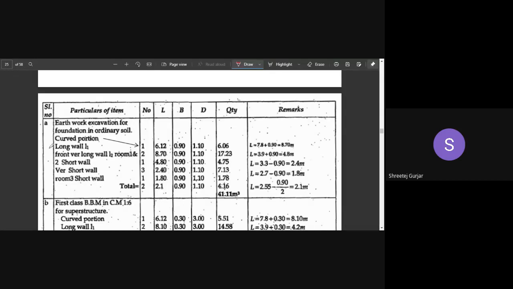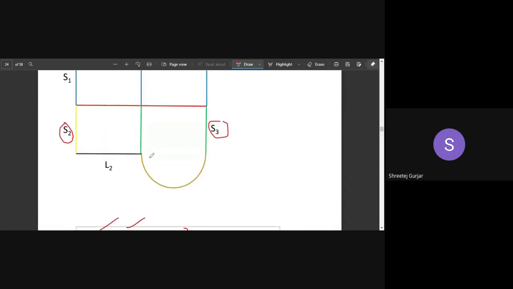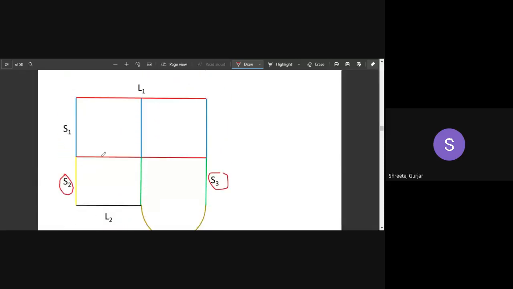So a long wall L1, then long wall L2, and then short wall and veranda short wall, that is S1, S2, and S3. Okay, S1, S2, S3, L1, L2, and this is your curved portion. Curved portion, that is this portion. So remember, this is L1, this is L2, S1, S2, and S3.